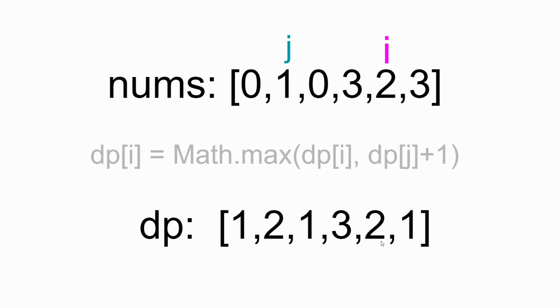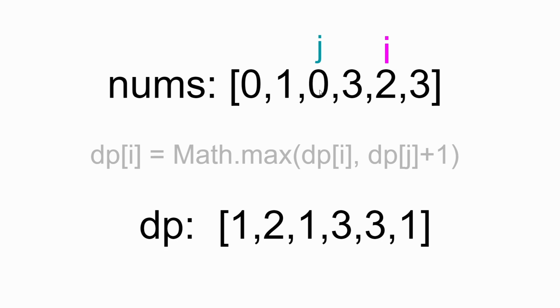Same process. Is nums at I greater than nums at j? It is. We go inside to this if-else conditional, and we say, what is the max of dp at I and dp at j plus 1? Well, this actually equals 3, right? Because dp at j plus 1 would be 2 plus 1 equals 3. So we're going to update this value now at dp at I to 3. Increment j again.